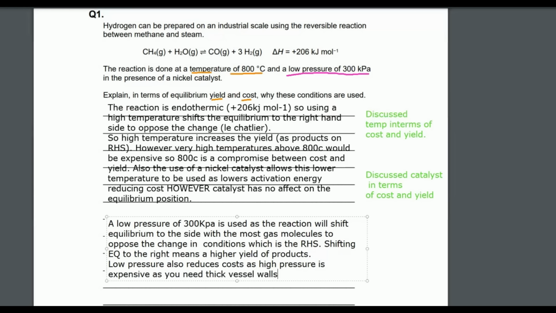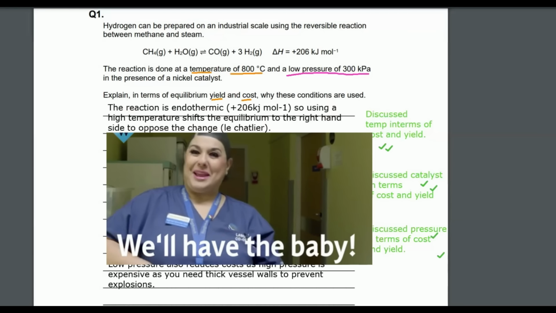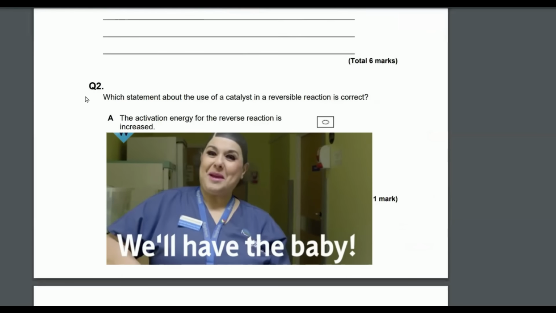Again, this actually helps because low pressure doesn't cost as much as high pressure. With high pressure, you need thick steel vessel walls for your vats and your containers for your chemicals to prevent explosions. You'll need safety equipment, all of that kind of stuff. So high pressure is very expensive. So again, this is a cost saving by using a low pressure, and it gives us a high yield because it shifts to the right, as there are more gas molecules on the right. That's your 6 marks.